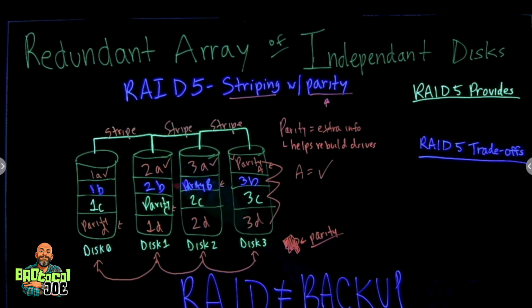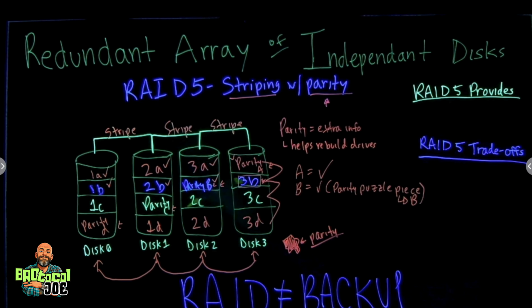So 1B, 2B, parity of B, and 3B. So we don't have the data block 3B, but we have 1B, we have 2B, and we have the parity of B. So we have the puzzle piece of B. So B is good because we have the parity puzzle piece. And what that means is that's going to help rebuild the data of B. Because parity of B is a puzzle piece, it will help fill the gap of 3B.